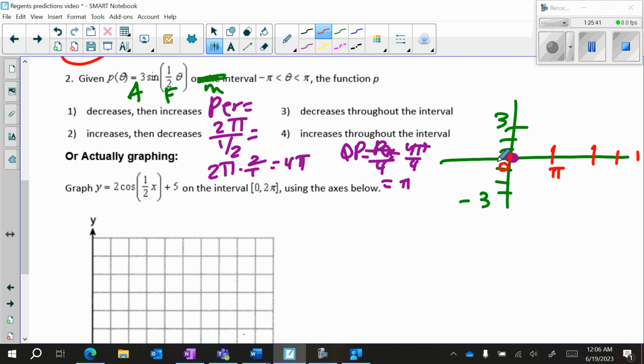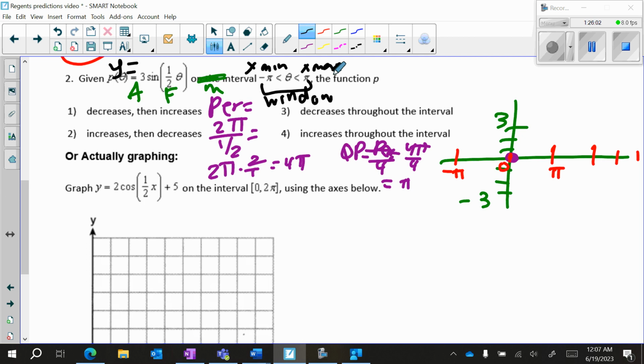And then if we were to go backwards, we would go to negative pi. So this is asking, what is this function doing over the interval from negative pi to pi? So you could put this in y equals, and you could type in the window x min negative pi and x max positive pi, and then try to find it.